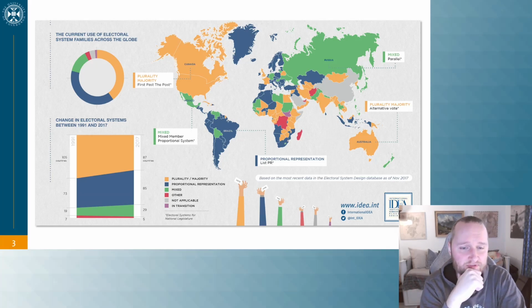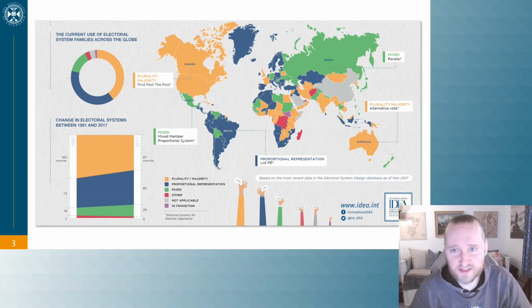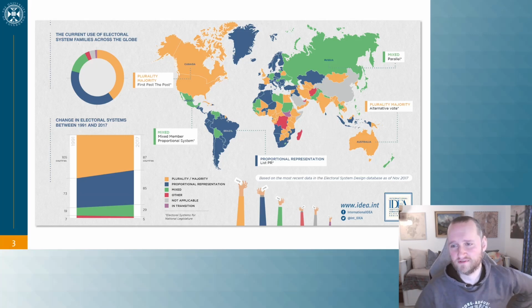In terms of the number of countries, the majority of countries in the world is still using majority systems, followed by PR systems and then mixed systems. But you also see that there's been a bit of a development over the past 30 years, where you've seen a reduction in the number of countries running majoritarian systems and a significant increase in both PR and mixed systems around the world. So much so that nowadays PR is really only slightly behind majoritarian systems in the number of countries that have adopted it.